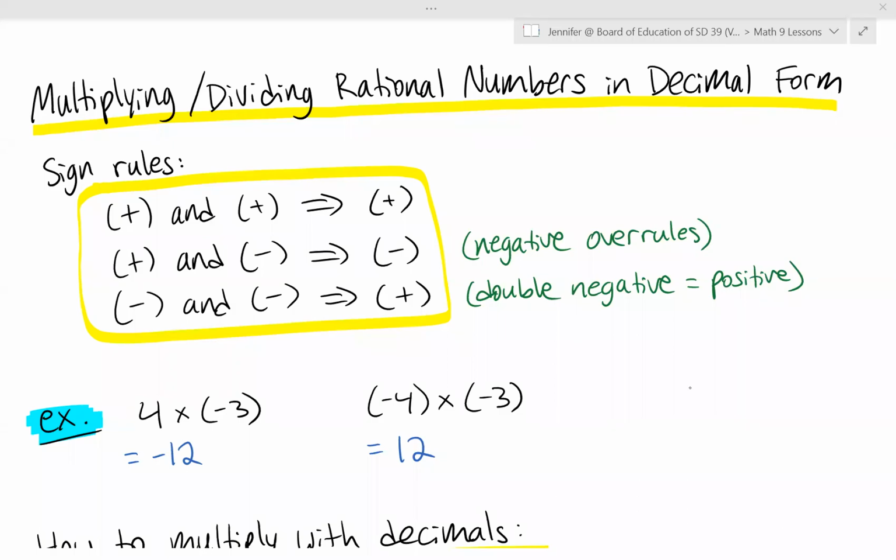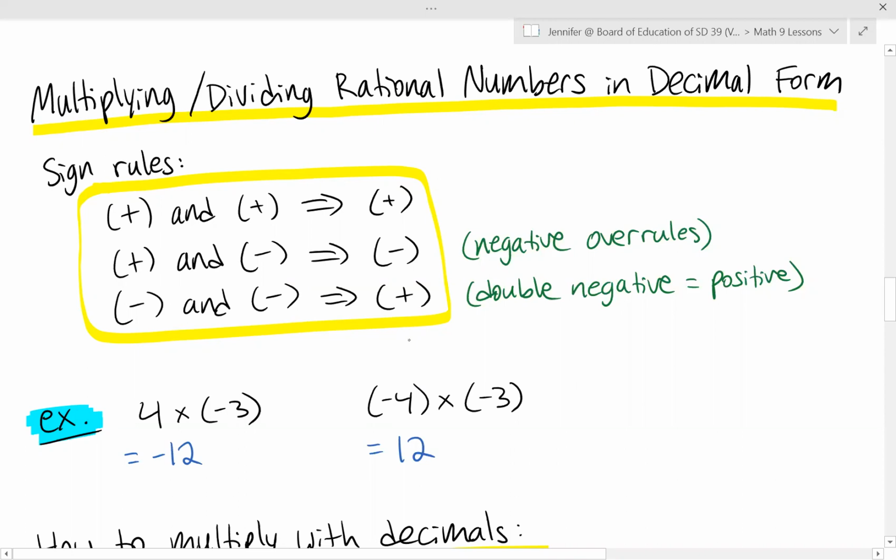This is lesson 1.2, Rational Numbers in Decimal Form, part 2, which is about multiplying and dividing. So we have our sign rules. If we have two positive numbers that are being multiplied or divided, then your final answer is going to be positive. If you have one positive number and one negative number, then your final answer is going to be negative, because that individual negative sign is always going to overrule the positive one. If you have two negative numbers that are being multiplied or divided, then overall your final answer is going to be positive, because a double negative gives you a positive number.